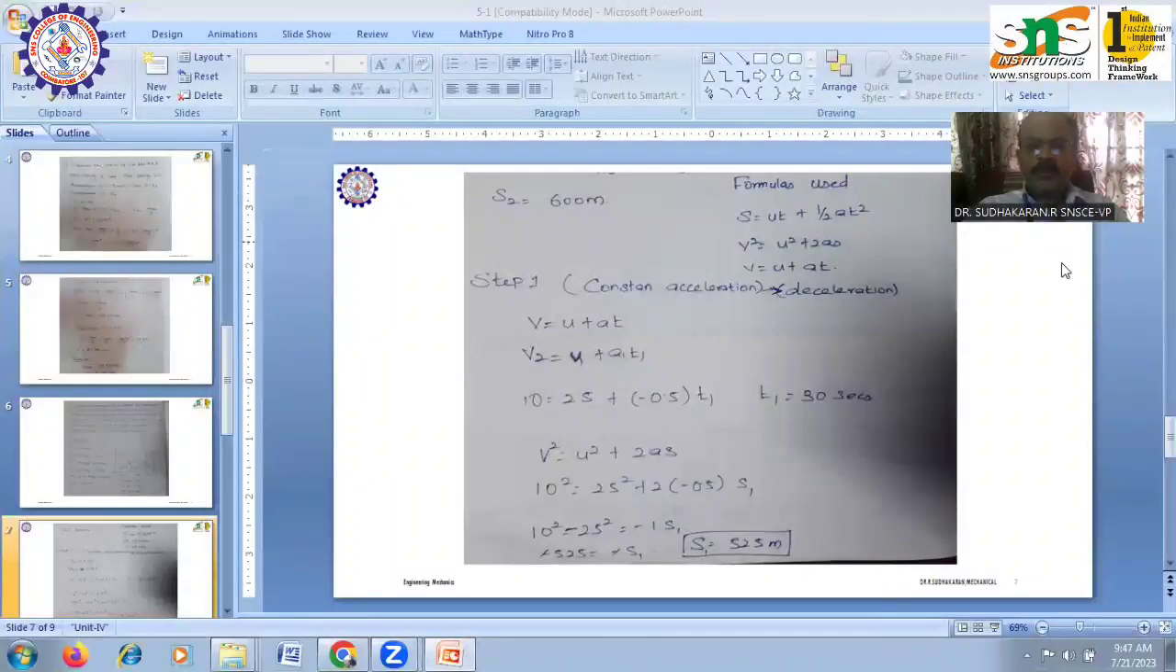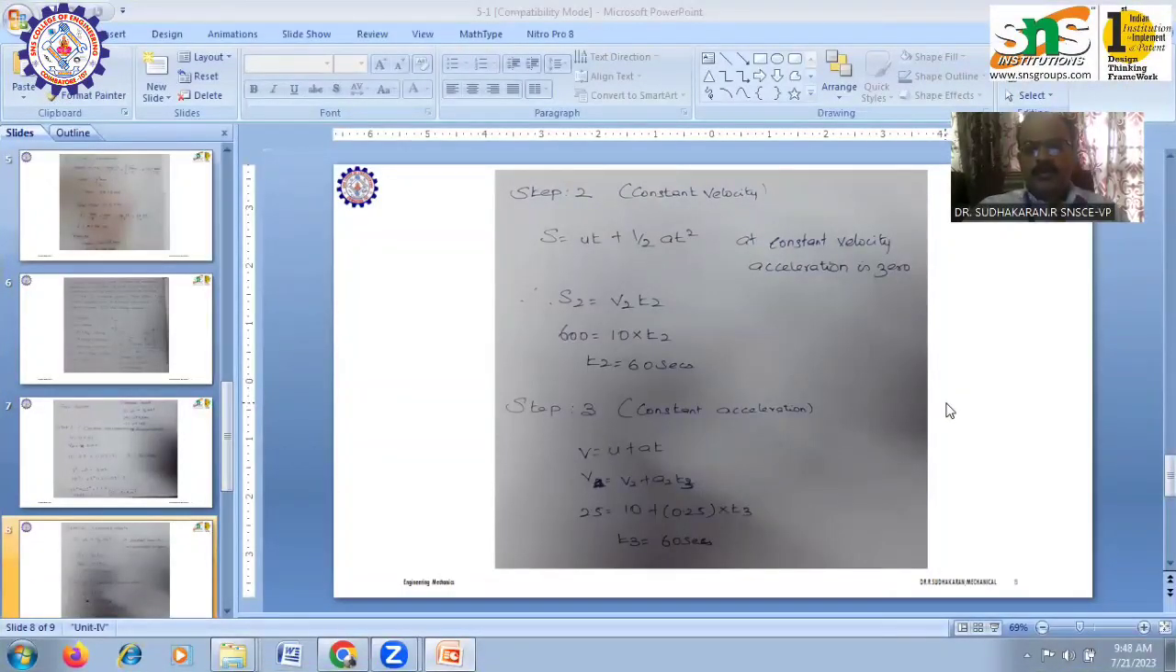Now s2 is equal to 600 meters. We are using v is equal to u plus at for the first condition, v2 is equal to u plus a1 into t1, and substituting the values we get t1 equal to 30 seconds. Similarly, v square equal to u square plus 2as. Substituting v is equal to 10 and u is equal to 25, and deceleration is minus 0.5, we get s1 equal to 52.5 meters.